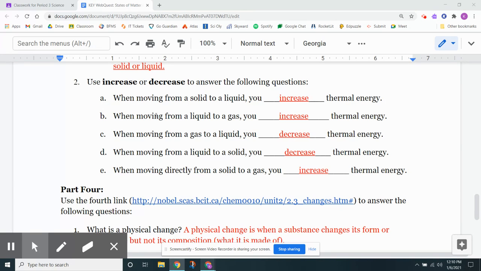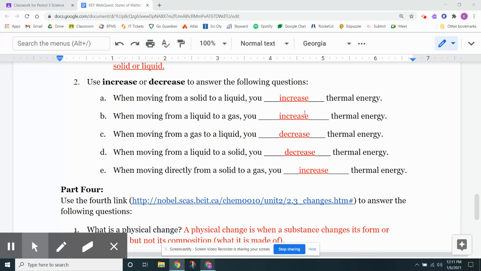For B, it says when moving from a liquid, like water in a pot, to gas, like steam, are we increasing heat, adding heat, or are we decreasing heat, making it colder? And for that, we would definitely be increasing heat. Put it on the stove, you turn it on, and you would wait for it to boil.